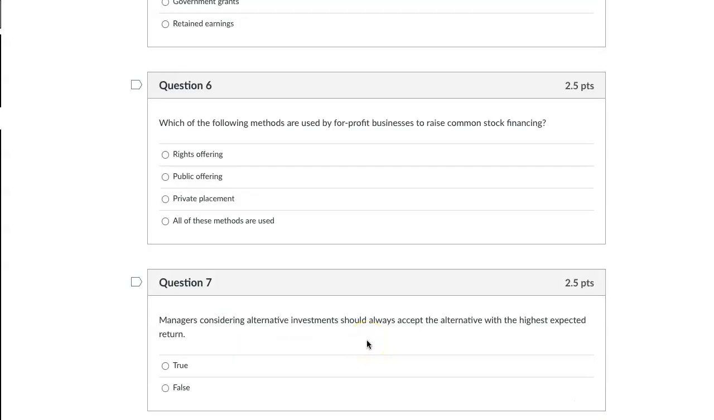And then lastly, number 7, managers considering alternative investments should always accept the alternative with the highest expected rate of return. Huh. Always. I don't know. Expected high. Well, research that one and put your answer in there.